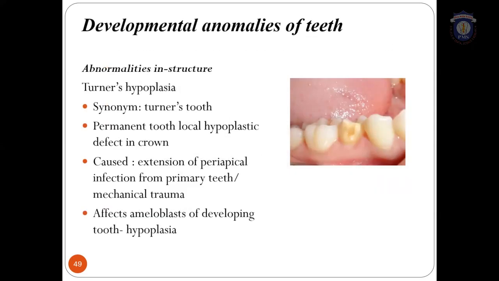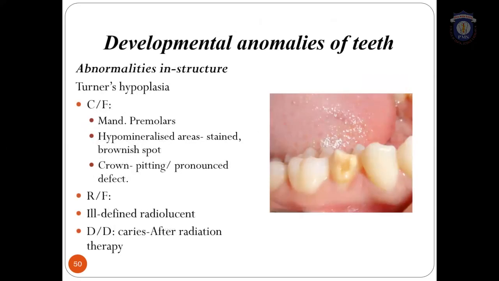The next abnormality in structure is Turner's hypoplasia, also known as Turner's tooth. In a permanent tooth, a local hypoplastic defect is seen in the crown. This is caused due to the extension of periapical infection from primary teeth or due to some mechanical trauma. Most commonly, they affect the mandibular premolar region, where you will see a hypomineralized area, stained or brownish spots.